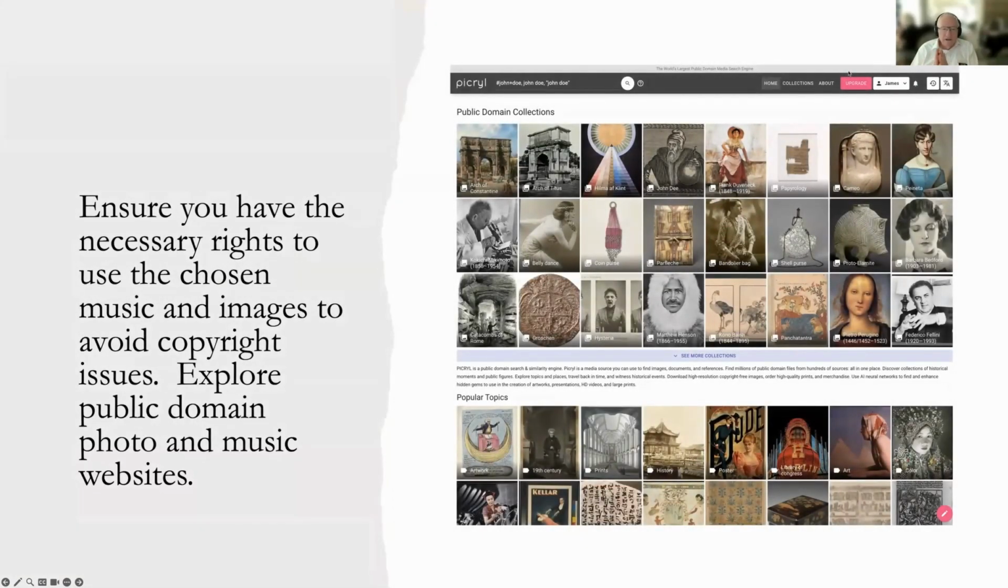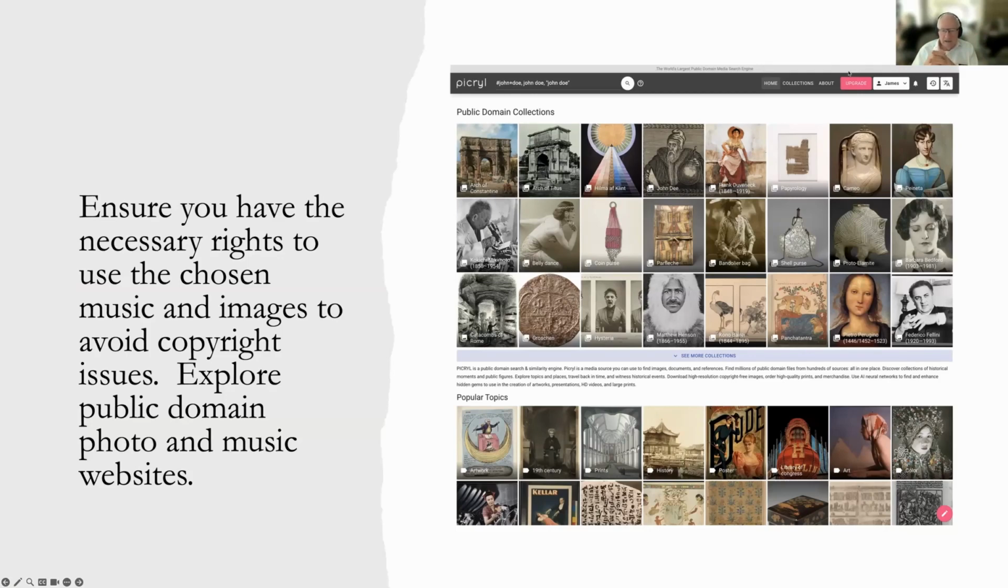Always ensure that you have the necessary rights to use the music and images to avoid copyright issues. Now, if it's your own family history, maybe that isn't an issue so much, but you may still have a problem if you use photographs without permission, or if you incorporate various images and things from the internet that aren't clearly in the public domain.